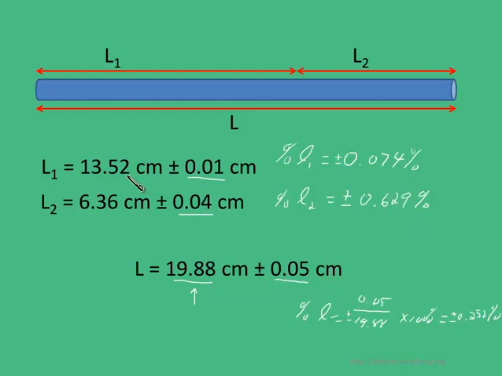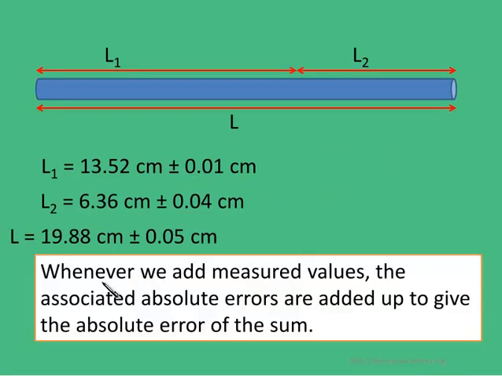So whenever you're going to add values and you want to know the maximum possible error in the result, you add the absolute errors in your original values. You do not add these. So these percentage errors do not add up to this percentage error. These absolute errors, however, do add up to this absolute error. So let's get that very clear. So here we have the rule. Whenever we add measured values, the associated absolute errors are added up to give the absolute error in the sum.